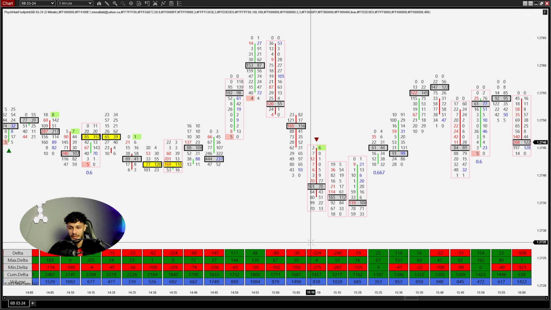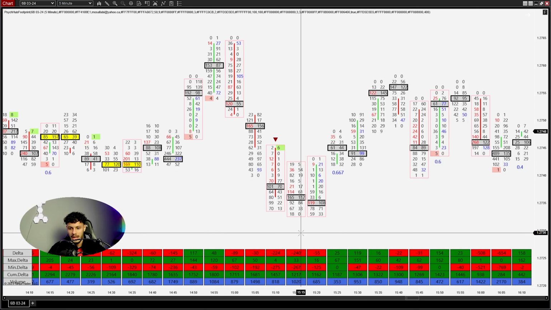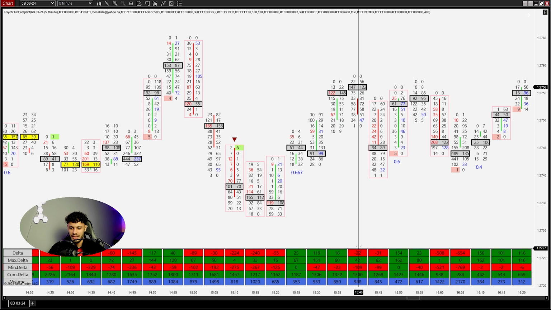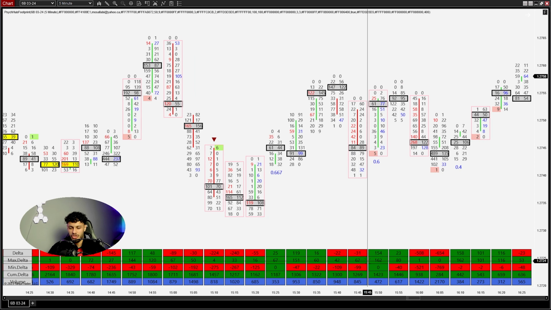Straight away after all of that selling, look at how these sellers got absorbed, because although there's a huge amount of selling and no buying, price is going nowhere. And suddenly, now the sellers just disappear. They disappear in this candle. And then for the next candle, once again, the sellers are a little bit there, but the buyers are in strength. Sellers step in once again, but straight away the buyers are in strength.